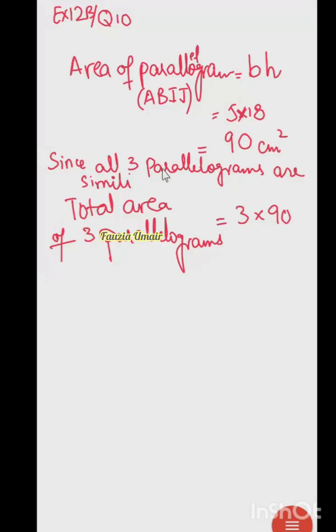So since all the three parallelograms are similar, okay? I'm highlighting similar because this is a keyword. Since they are similar, it means their area will be the same. So total area is 3 into 90, so it is 270 centimeter square. This is the area of the tape she needs to make this N on her suitcase, right? So this was the question.